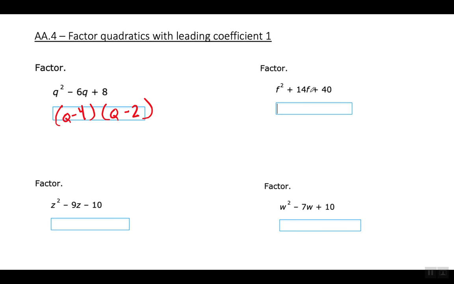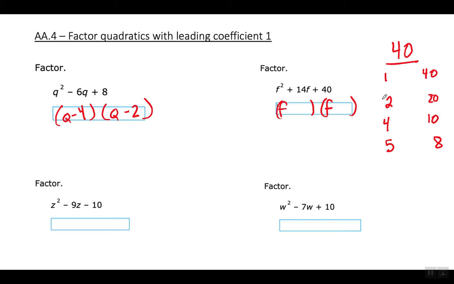All right, let's look at this one. Even though it's not that difficult, let's look at it. All right, so I put my two parentheses with f at the beginning. All right, now the factors of 40. The factors of 40 are 1 times 40, 2 times 20, 3 times nothing, 4 times 10, and 5 times 8.